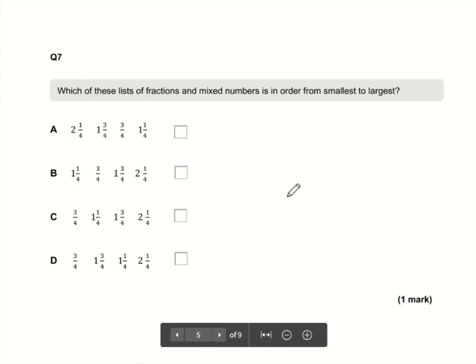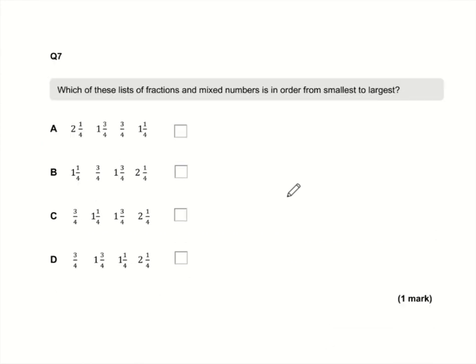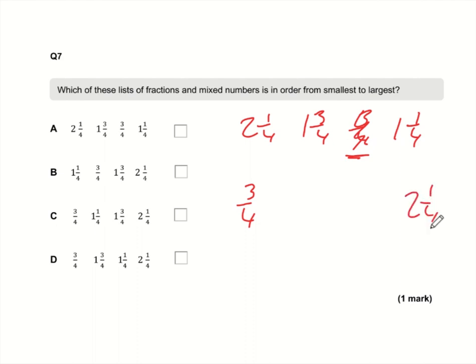Question number 7, we want to put them in order from smallest to largest. So we've got 2 1/4, 1 3/4, 3/4, 1 1/4. Now 3/4 is the only number that is less than 1, so that is the smallest. Now 1 is less than 2, so 2 1/4 must be the biggest. So what is smaller, 1 1/4 or 1 3/4? Well, it's 1 1/4, of course. So 3/4, 1 1/4, 1 3/4, 2 1/4, which is C.